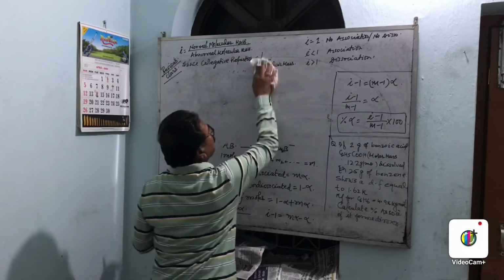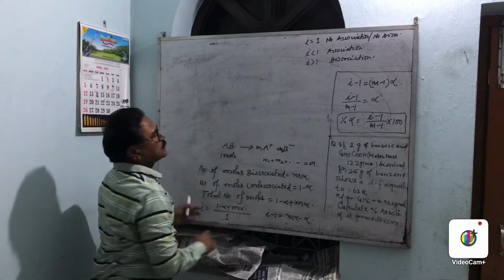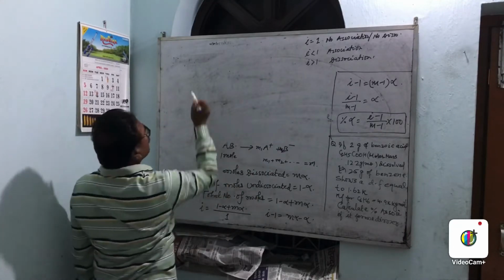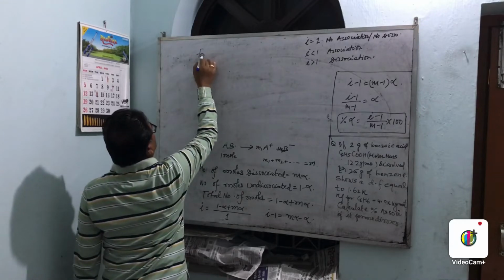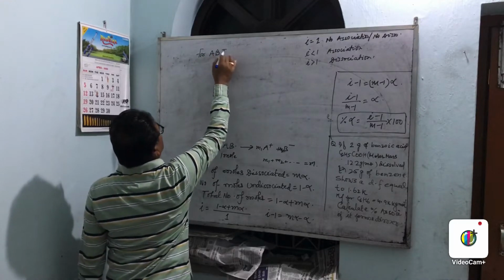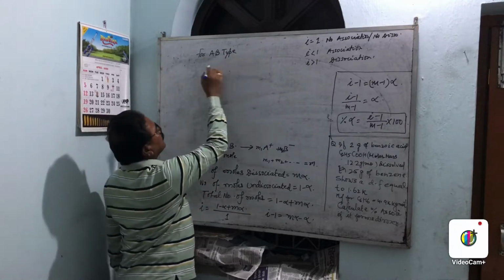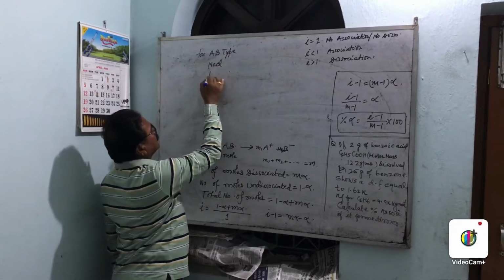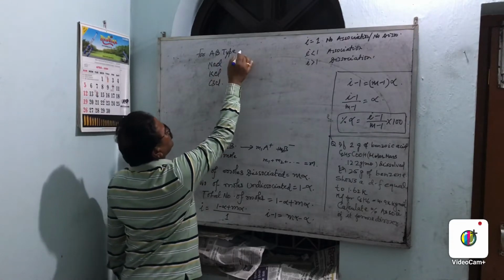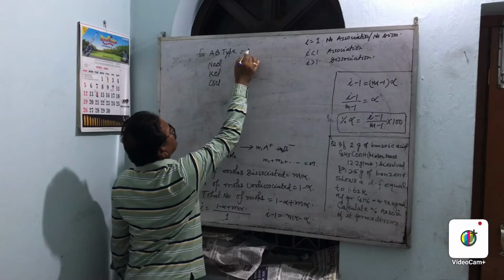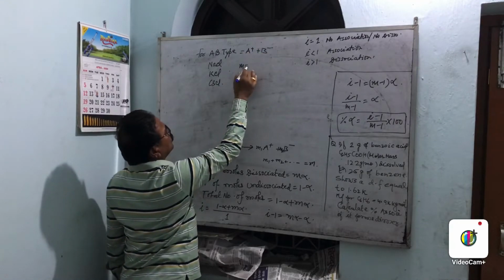So we take an example. This is how we calculate m for AB type. If we take AB type, that is NaCl, KCl, CsCl, etc., it will dissociate to give A plus and B minus. So m is equal to 2.